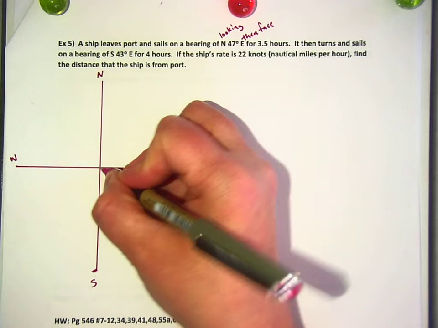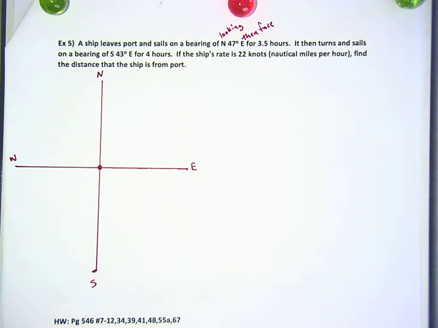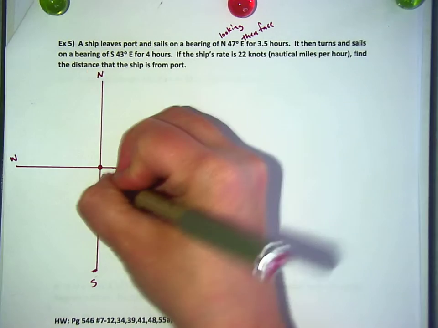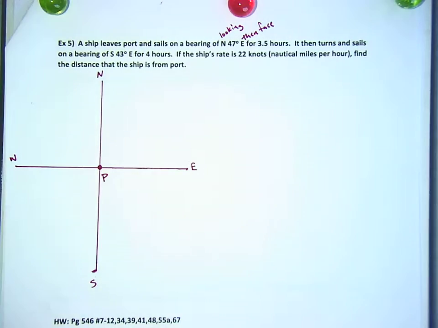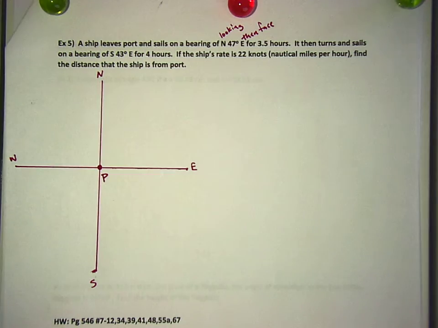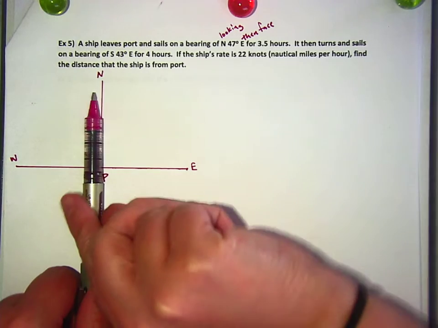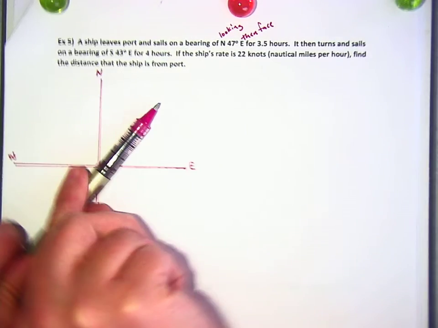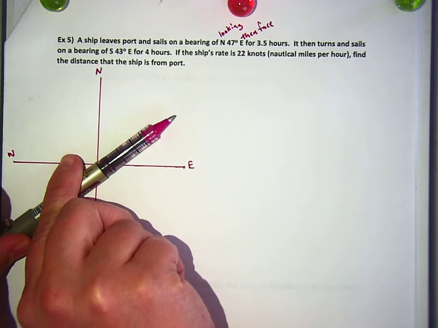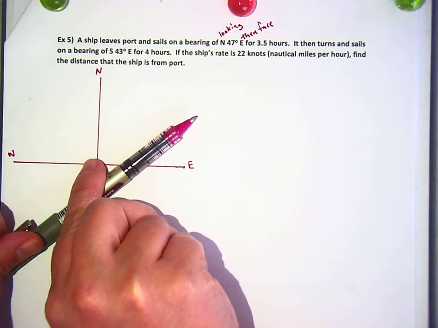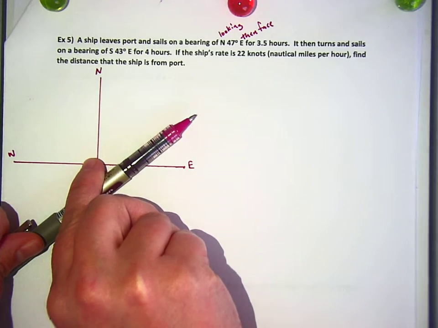All right, so this is port, I guess we'll call it P, port. And first, it leaves and it sails on a bearing of, okay, so imagine the ship is looking north, okay? And then it turns to face 47 degrees east. So it's going towards the east, but it starts at north and then goes towards east. Do you guys understand that?